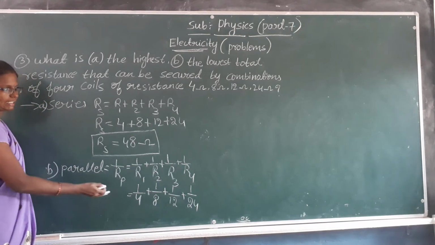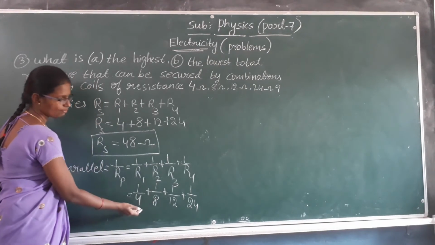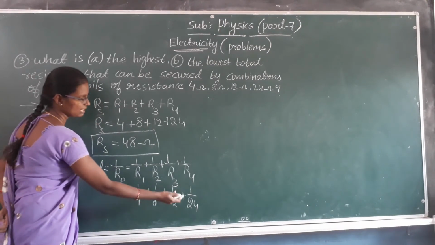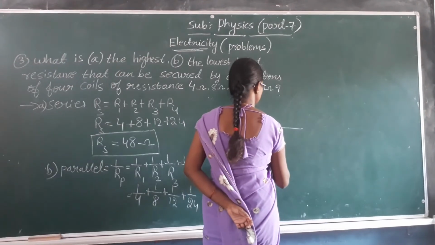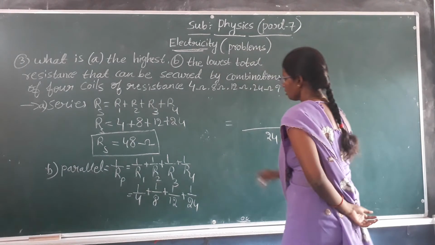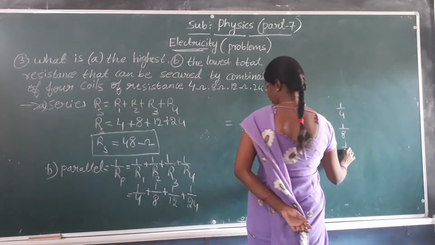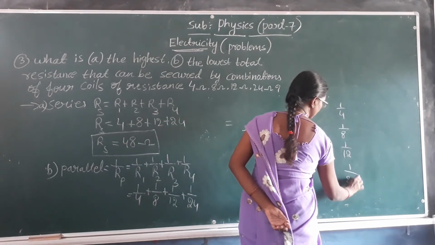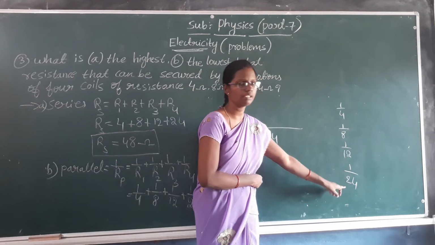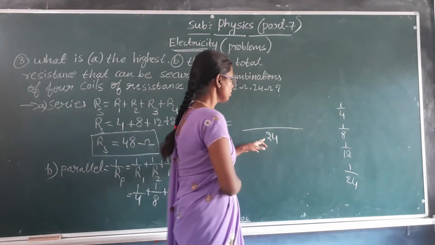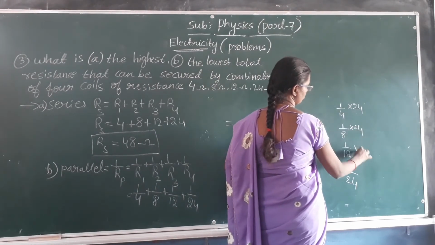So what do you get as the LCM? Here, the denominators are all even numbers, so the biggest number is what we consider as the LCM, that is 24. So 24 is the LCM. Take down the terms: 1 by 4, 1 by 8, 1 by 12, 1 by 24, that is 1 by R1, 1 by R2, 1 by R3, 1 by R4. Then multiply by the LCM, that is 24.